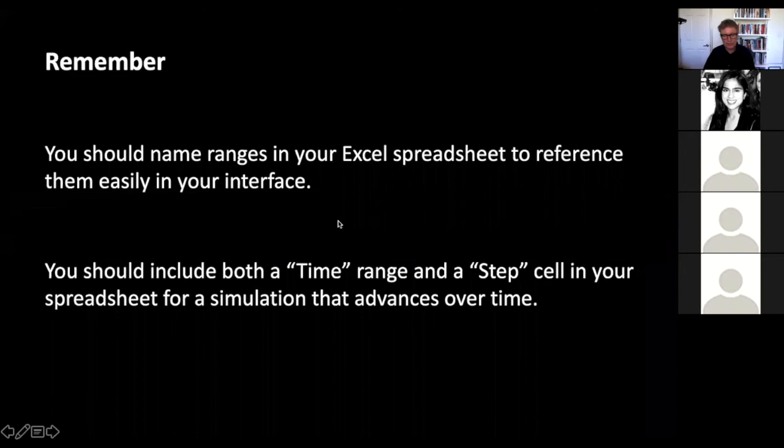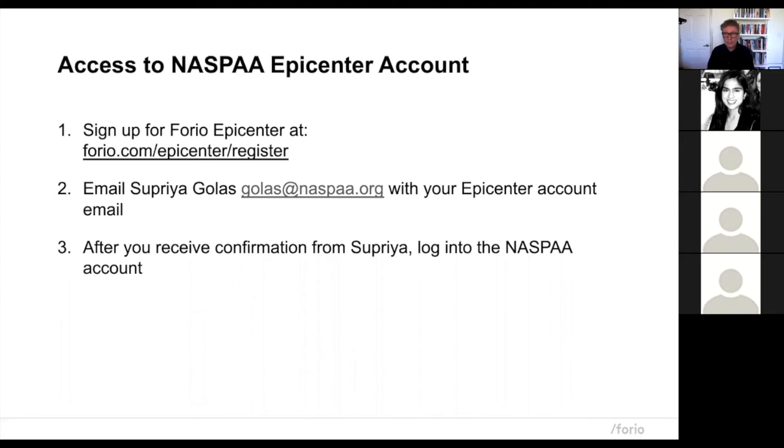As we illustrated, we'll also work with other kinds of modeling languages. Because we're hosting this as a NASPA event today, there's access to this NASPA Epicenter account that you can get, so that you can create authenticated or password protected simulations like I was just doing. To do that, go to forio.com/epicenter/register and register as an author. Then you can email Supriya Gallas, and you can see her email address here, and send her your Epicenter account email. Then we can create access to this team account for the NASPA account that we're going to have.